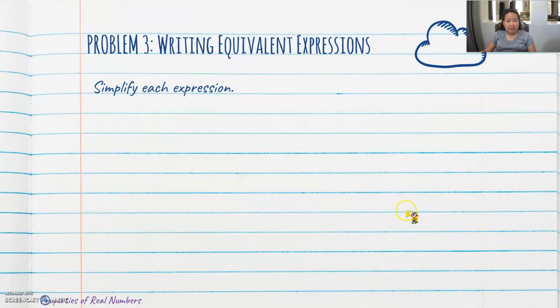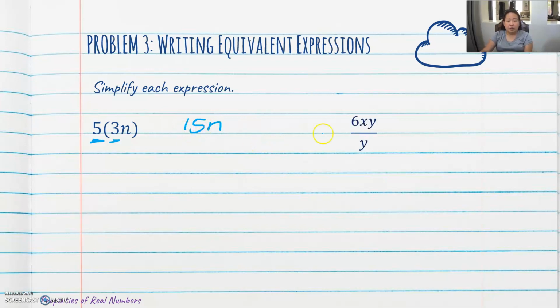So for these next examples, this time we are going to write equivalent expressions. So we need to simplify. Okay, so with this we have 5 times 3n. What we need to do is simply multiply 5 and 3 together. That's going to give us 15, and then keep the n as our variable.